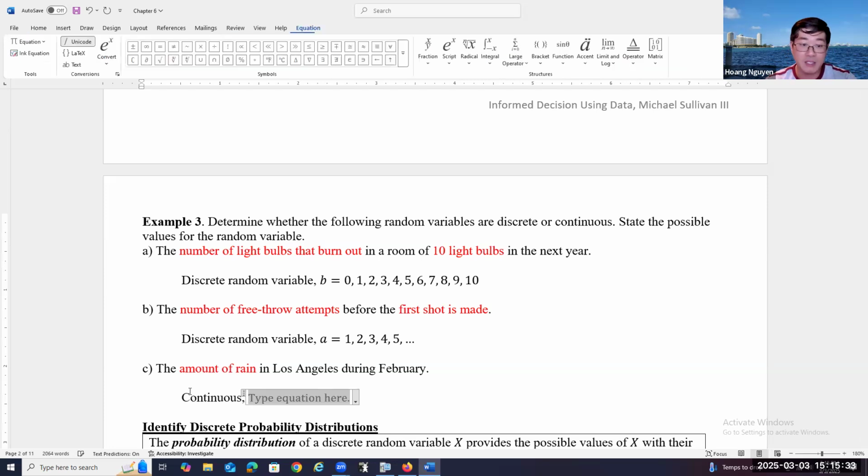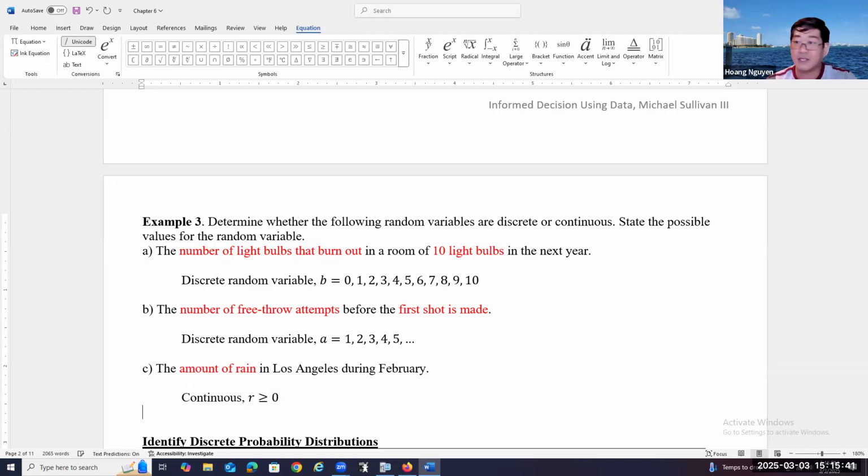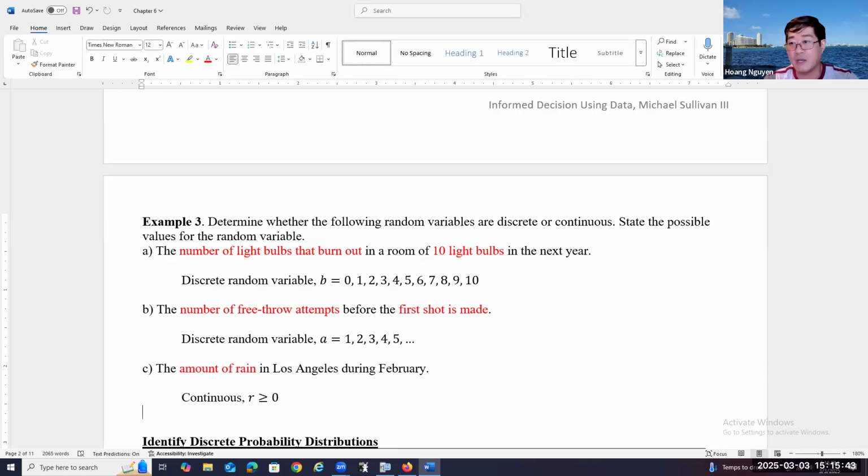And what's the possible value for the amount of rain? It's going to be some number greater than or equal to 0. That's the only thing that we know. So the amount of rain could be none or some number more than that, right? So the amount of rain is going to be continuous.